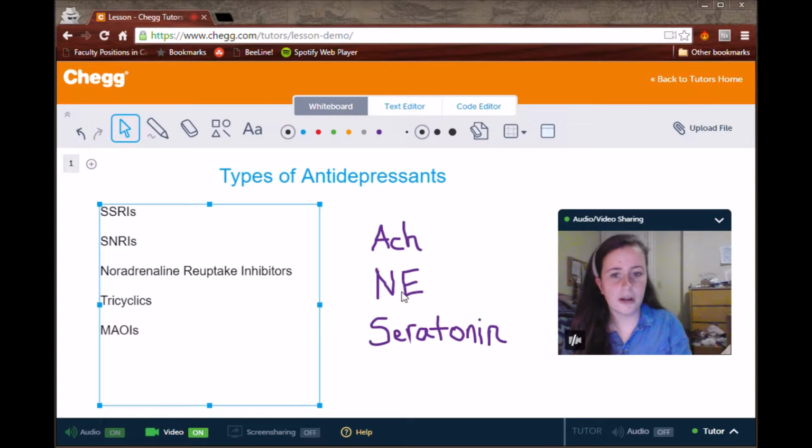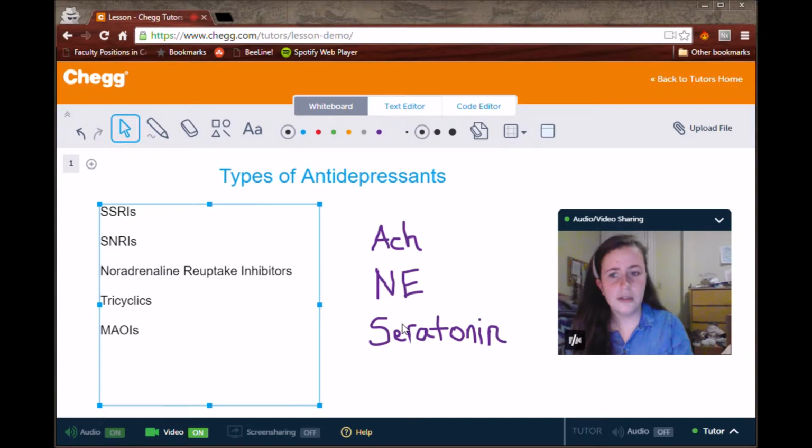Okay, so when you have depression, your brain is not making enough norepinephrine or enough serotonin, or possibly it's making too much acetylcholine. Acetylcholine inhibits the effects of serotonin.